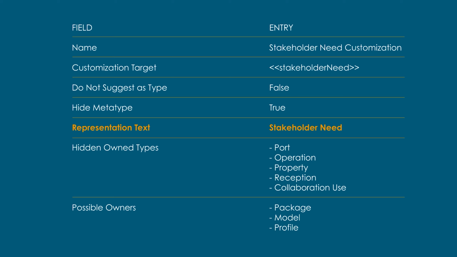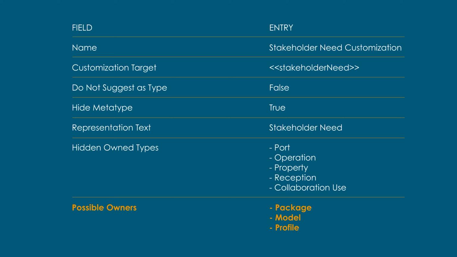I then changed the hidden own types. I made that port, operation, classifier, property, reception, and collaboration use. And these are features that we'd like to exclude as possible inner elements under the new stereotype when you create it. So basically, when you right click on the stereotype, you can't create these inner elements. Lastly, I changed possible owners to include package, model, and profile, and this changes the elements that the stereotype can be created under as an inner element.